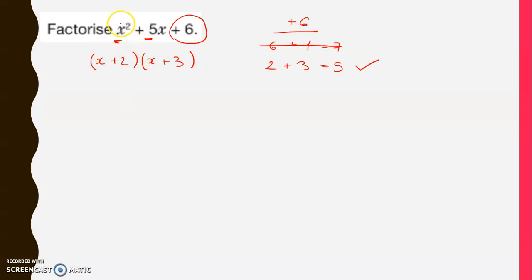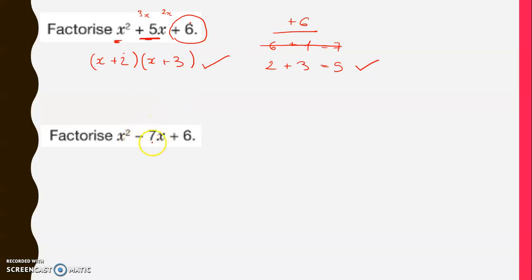x times x is x squared. x times 3 is 3x. And 2 times x is 2x. 3x plus 2x will give us this 5x term, and then finally 2 times 3 gives us 6. So this is our final answer. Okay, let's move on and try this with a different example.